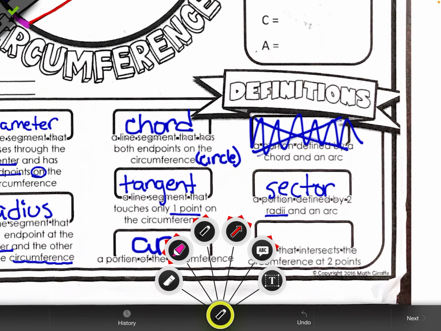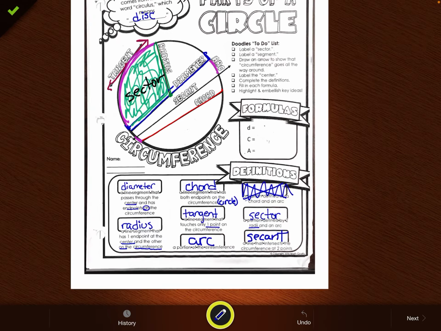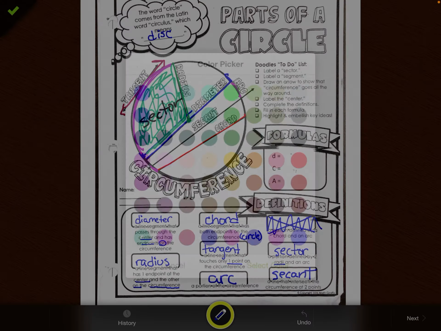And last but not least, it actually is another segment or line. A line that intersects the circumference at 2 points. So it's a line that intersects your circle at 2 different points. The only difference between a chord and this is that they make it look like a line. That is called a secant. And they do a good job right here of showing you what a secant looks like.